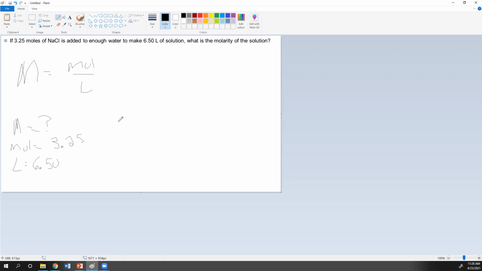And then my liters are 6.50. So to do this, big M would equal 3.25 over 6.50. So what's the answer? 0.500. Significant figures matter. I need 3 significant figures. And what are my units? Big M. Either moles per liter or big M. I will almost exclusively write it as a big M, okay? Or moles per liter would work.